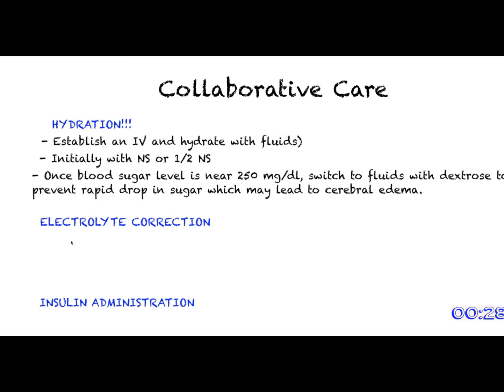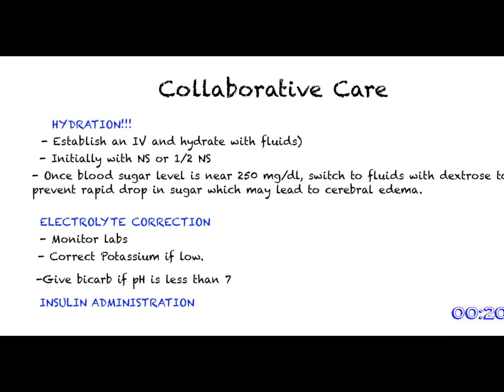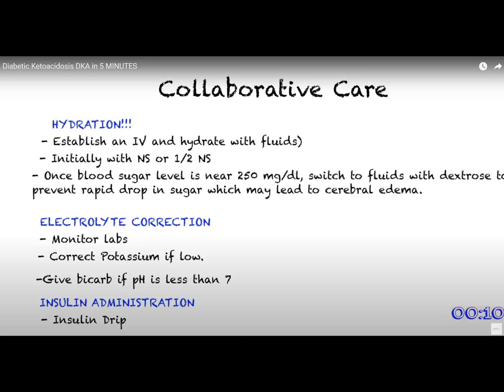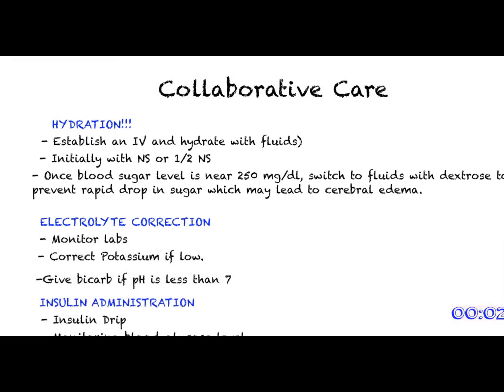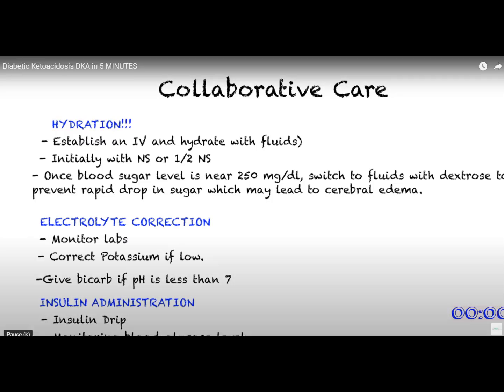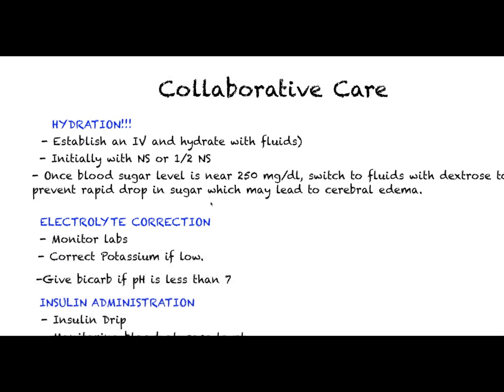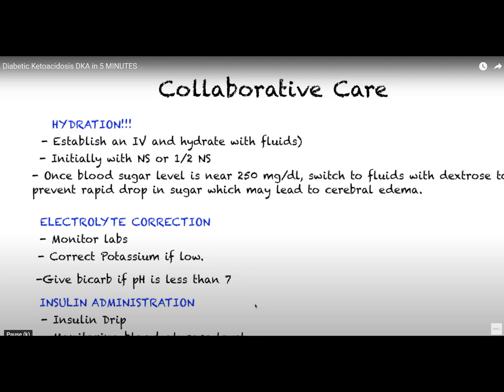So the next priority is the electrolyte correction. Once the labs are there, you have to correct potassium if it's low. If the pH is less than 7, then some doctors would order bicarb. Remember, the presence of ketones makes our body acidotic. So lastly is the insulin administration. The doctor will probably order insulin drip for a patient. The very important thing as nurses, what you have to do when a patient is on insulin drip is to monitor blood sugar level. To summarize the care for a patient that has DKA, we have hydration, electrolyte correction, and insulin administration. And that's it.